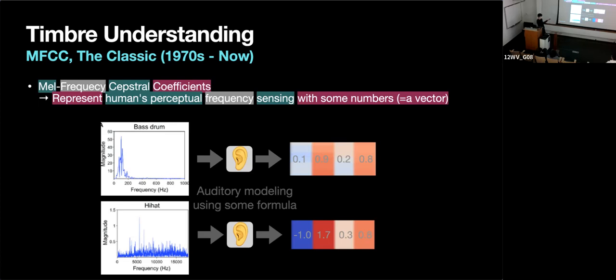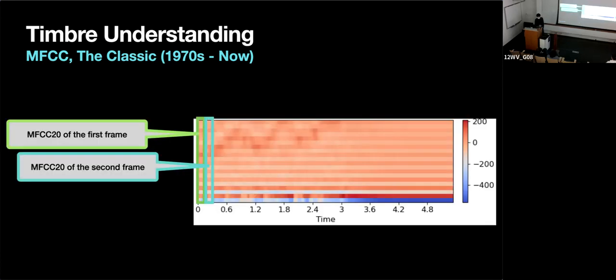And then, yeah, the number is totally different, something like that. In reality, we usually use a frame-based approach when using MFCC. When it's a signal, we have frames and then we compute MFCC, usually for each frame. So that's the classic MFCC, invented in like the 1970s and still used.